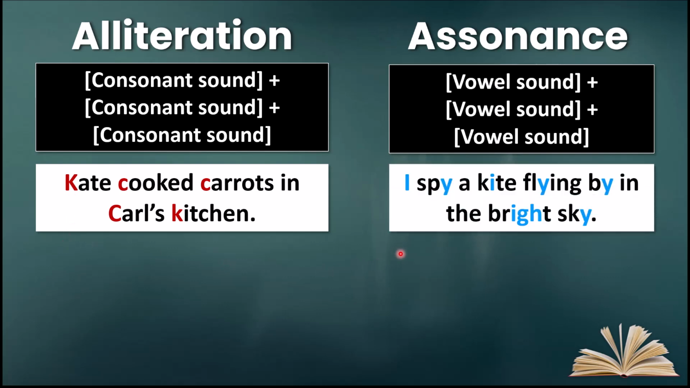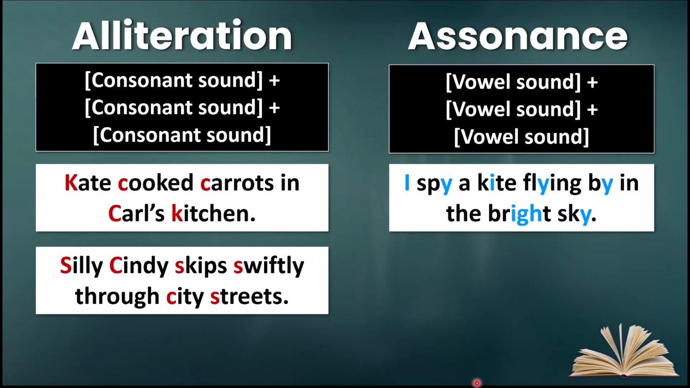Here's an example of assonance. I spy a kite flying by in the bright sky. Here we have the long I sound. I spy, kite, fly, bright. Remember, the most important thing is the vowel sound. So kite has a long I sound, not a short I sound. Kit, it's kite. Okay?